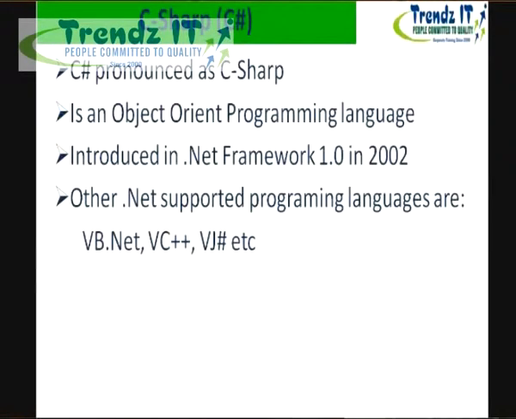We will start off with a Microsoft .NET Framework programming language called C#. C# is a programming language given by Microsoft, written as C# but pronounced as C sharp. It is an object-oriented programming language. Before we get into the C# language, the prerequisite to learn this language is that you should have a thorough understanding of object orientation. C# was introduced by Microsoft in .NET Framework somewhere in the year 2002. The other languages supported by .NET Framework are VB.NET, VC++, VJ#, and so on.